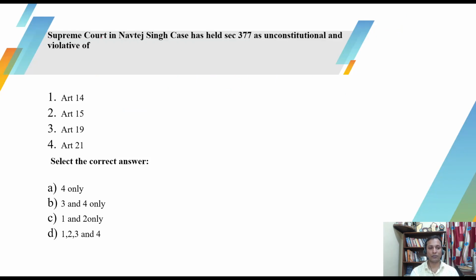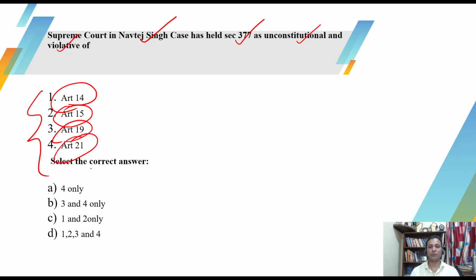The question goes like this: Supreme Court in Navtej Singh case held section 377 as unconstitutional and violative of Article 14, which is right to equality, Article 15, which again relates to right to equality, then Article 19, which is basically right to freedom of expression, and Article 21, which is right to life. So Supreme Court had held that this section 377 of IPC was an arbitrary section which violated Article 14, Article 15, Article 19 and Article 21. So the answer will be option D.